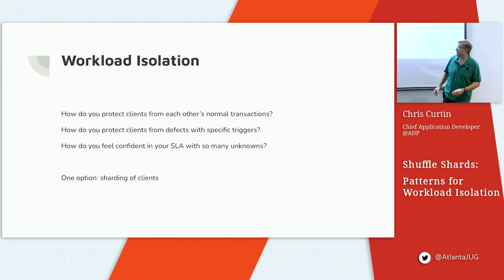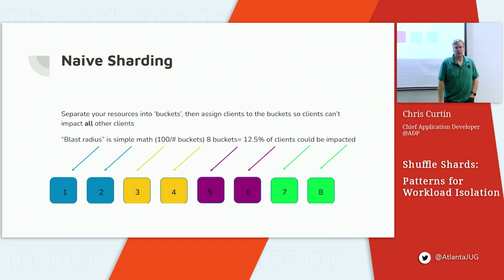So one option we're going to start with is talking about the sharding of clients. Anybody know what I mean by sharding before I get to that slide? Okay, so let's talk about what I'm calling naive sharding. The idea here is you take all your resources and you take your clients and you divide your number of clients by your number of buckets and say, hey, you clients, you're going to have access to resource 1. You also hear this sometimes referred to as the blast radius.